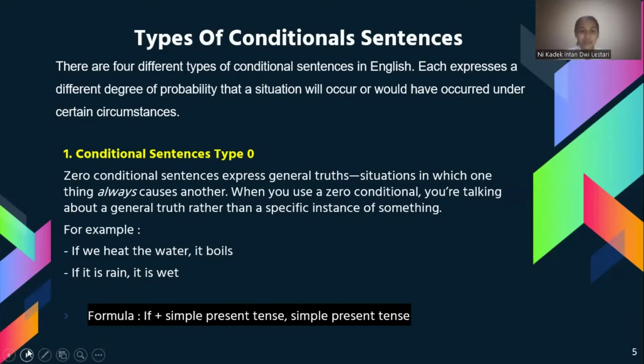For example, if we heat the water, it boils. If it rains, it is wet. The formula of conditional sentence type 0 is if plus simple present tense, comma, simple present tense.